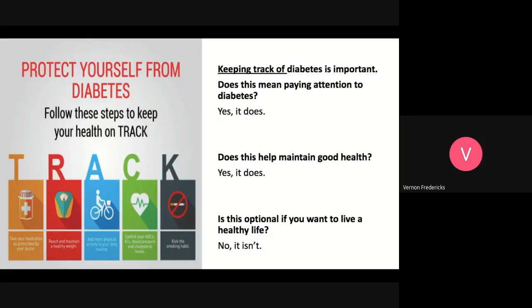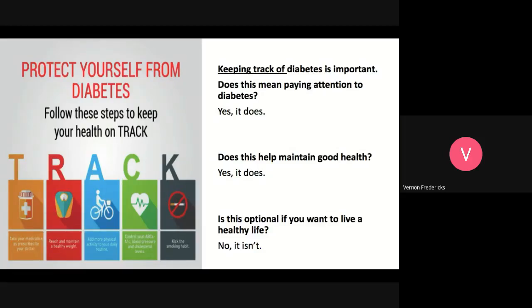Okay, so question number one, keeping track of diabetes is important. Does this mean paying attention to diabetes? Yes, it does. So you have to know what is good for you and what is not good for you. Does this help maintain good health? Yes, it does. Okay. Is this optional if you want to live a healthy life? No, it is not optional. You have to do it.